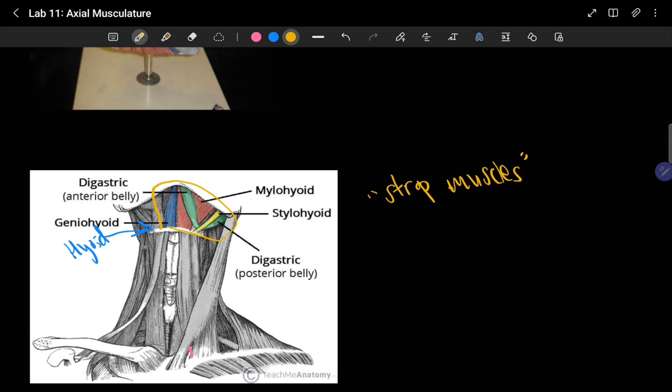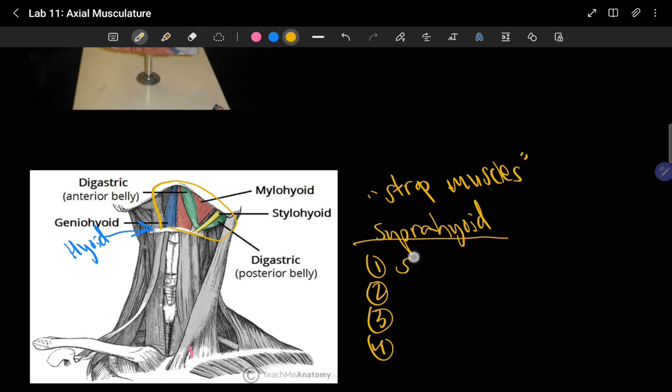The nice thing about them is they refer to the attachment points in the name. The not so nice thing about them is they all look very similar to each other. So these suprahyoid muscles are going to be a group of 4. I'm going to write out their names here, and we're going to break those names down.